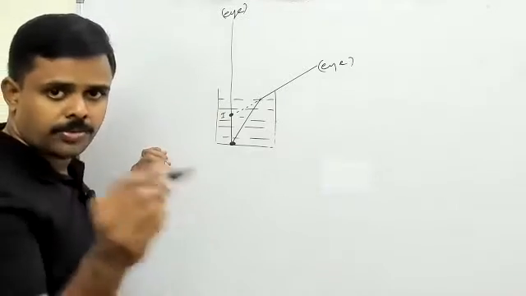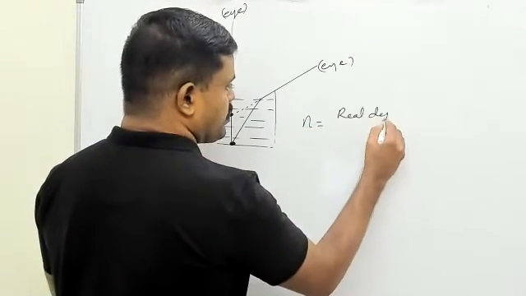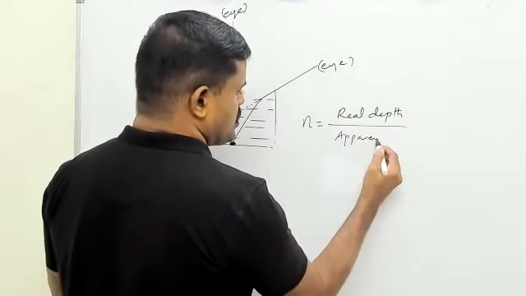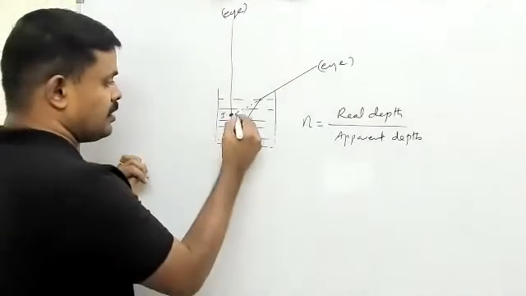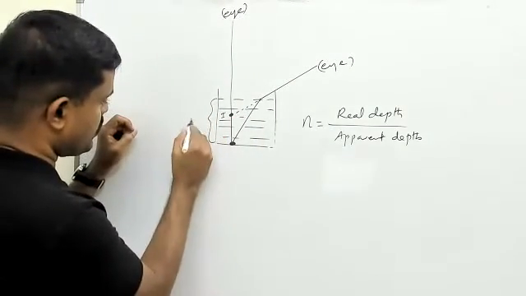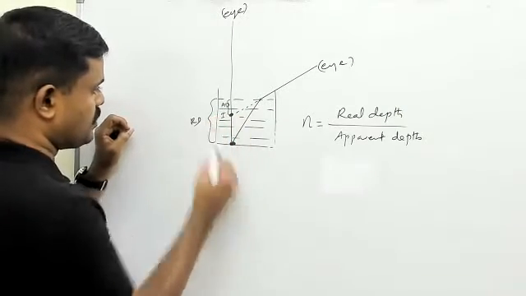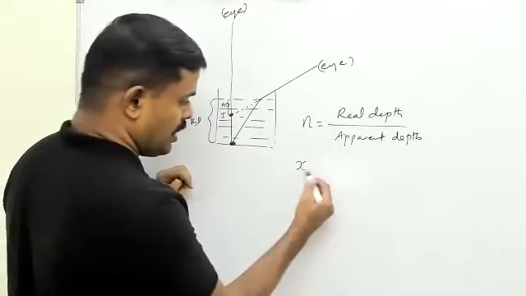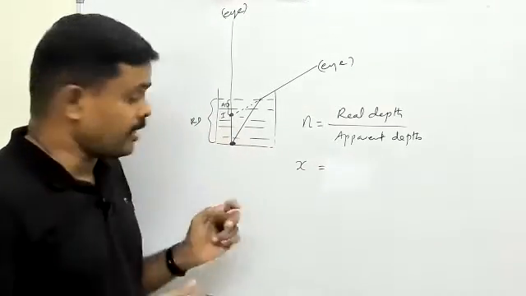There can be two questions here. What is the equation for refractive index here? Real depth divided by apparent depth. Apparent depth means the depth that you're feeling. So real depth divided by apparent depth. Real depth is this, and this depth is apparent depth. They might even ask you to find the shift in the position. How much shift is there for the image? I'll tell you one more time.